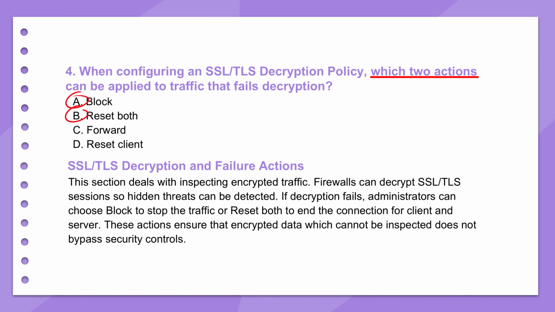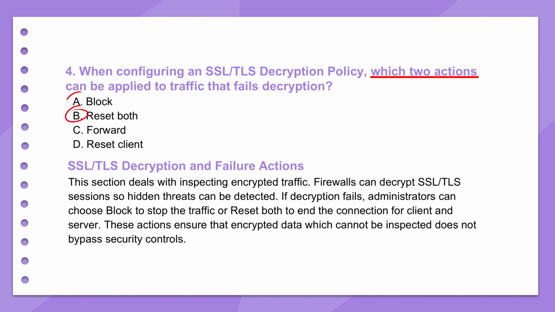Yep. Block is the most security-conscious option. If we can't see inside, we don't let it pass. End of story. It ensures that the failure to decrypt doesn't create an exploitable gap in your defenses. The priority is maintaining the security posture. And reset both. What does that do differently?